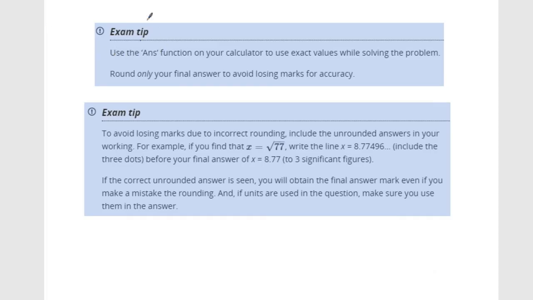All right, keep using the answer function on your calculator to use exact values while solving. You only round your final answer. That way you don't lose any points for accuracy.